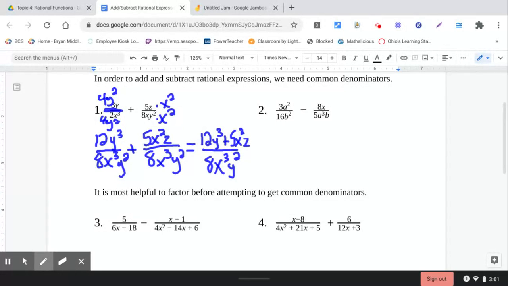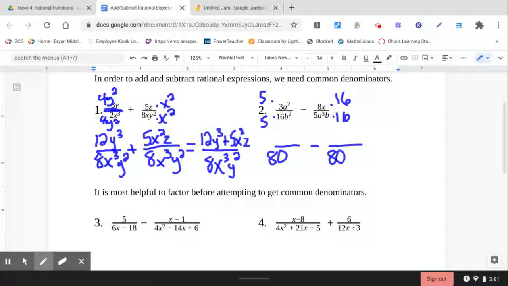All right, let's take a look at another one of these. So we want to get common denominators here. So first, I'm going to think about the numbers, 16 and 5. Not much you can do there, so I guess we'll just multiply them together. 80. I'm going to need 80 on this. So I'm going to need to multiply this by 5, top and bottom, and this by 16, top and bottom. Okay, and that's going to give me 80.